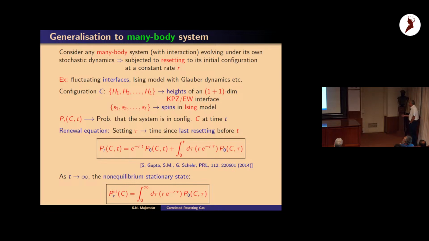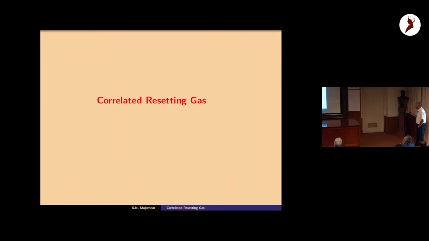So this has been studied for fluctuating interfaces and the Ising model and so on. But in the rest of the talk, I'll focus on a particular simple example, which is motivated by recent experiments. This is what I call a correlated resetting gas. Let me just explain to you.